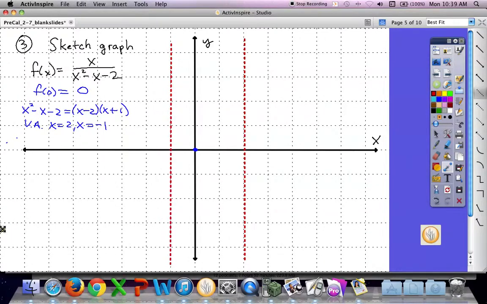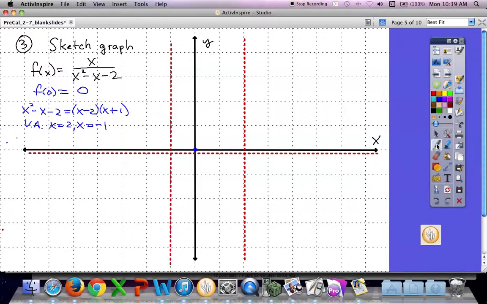Okay, how about the horizontal asymptote? Based on the 3 rules, you would say the denominator is a higher power, which means y equals 0. So we have another asymptote here. The horizontal asymptote is y equals 0.